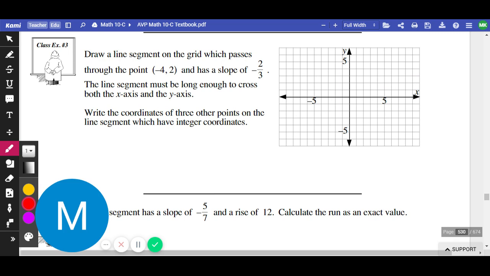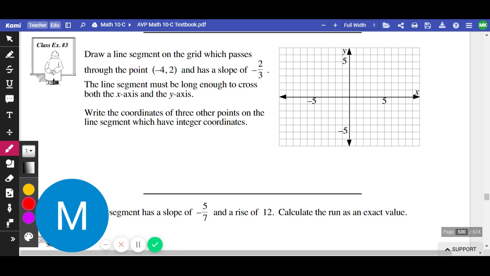Question 3. Drawing lines. So, this is giving you slope, then drawing the picture. Before was giving you the picture, then finding the slope, right? So we're going to go backwards now. We're going to try to draw a line that has a slope.